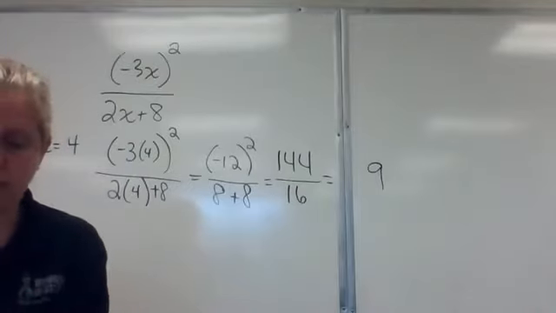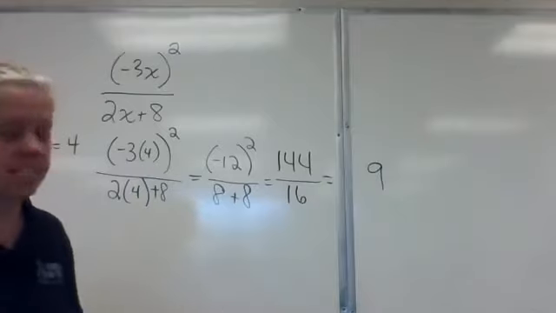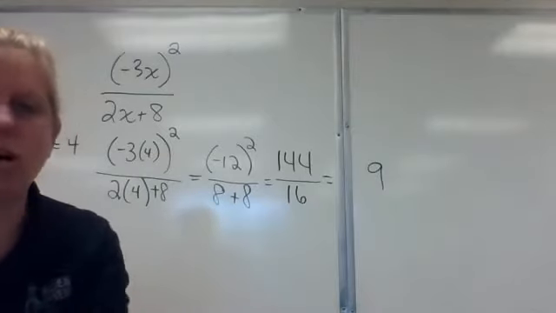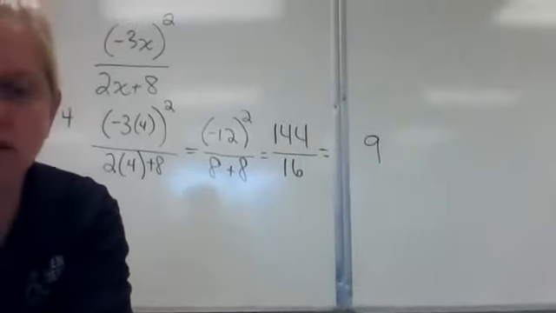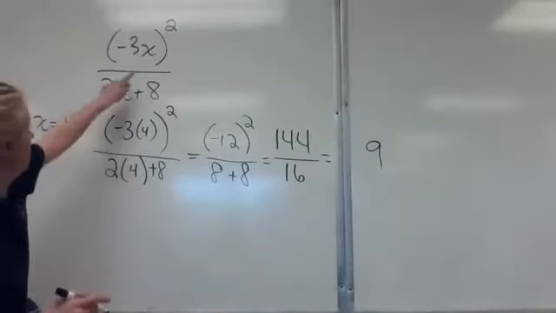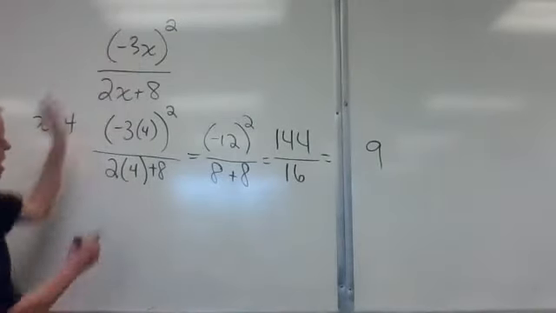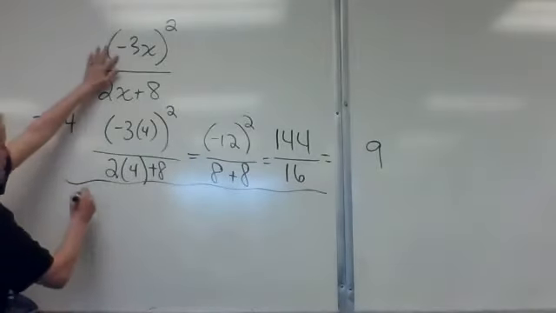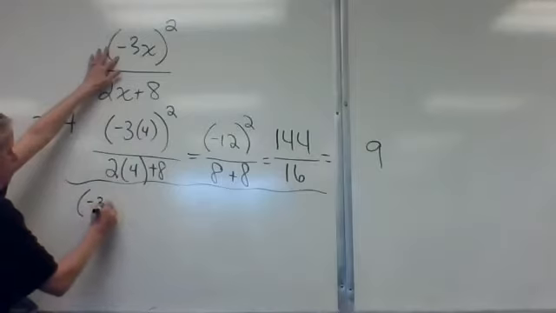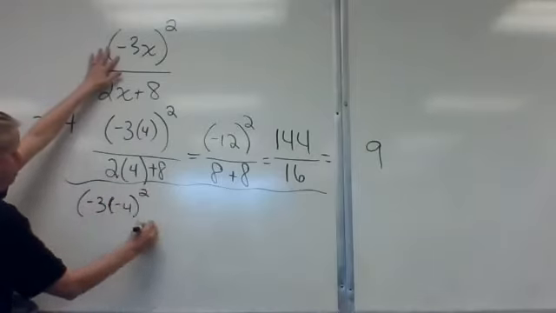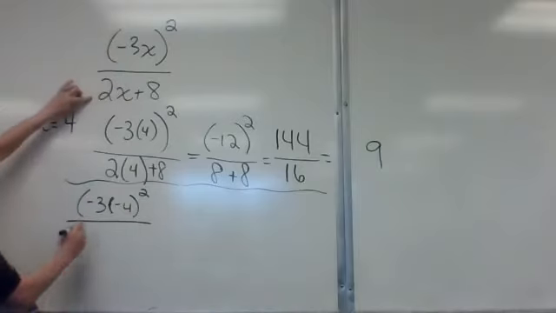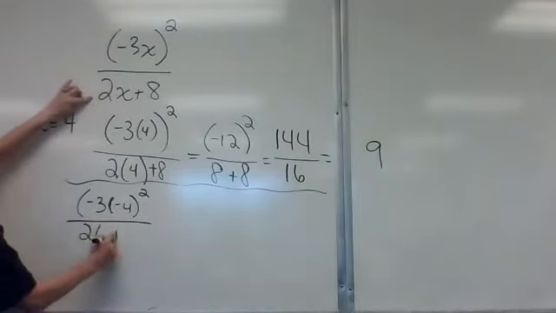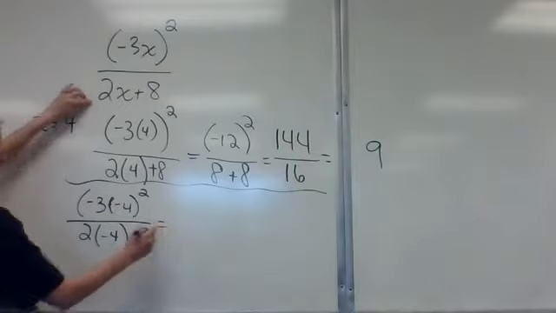So the second part of this problem is it wants you to do the same thing, except now it wants x to equal -4. So same problem, it's just that I'm replacing these x's with -4. So let's see what that does. So up top, -3 times -4 squared. In bottom, 2 times -4 plus 8.